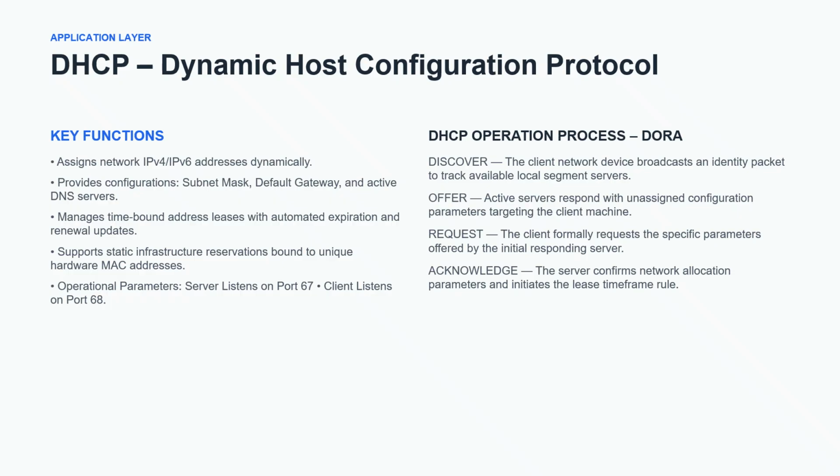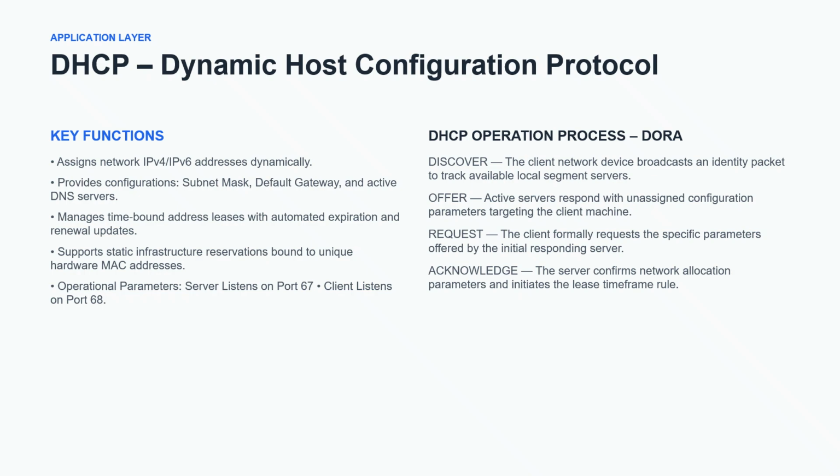Dynamic Host Configuration Protocol. DHCP automates the assignment of IP addresses and other network configuration parameters to devices on a network. It eliminates the need for manual IP configuration. DHCP operates on a client-server model. DHCP servers maintain a pool of IP addresses and lease them to clients. DHCP clients request and receive IP addresses from the server.